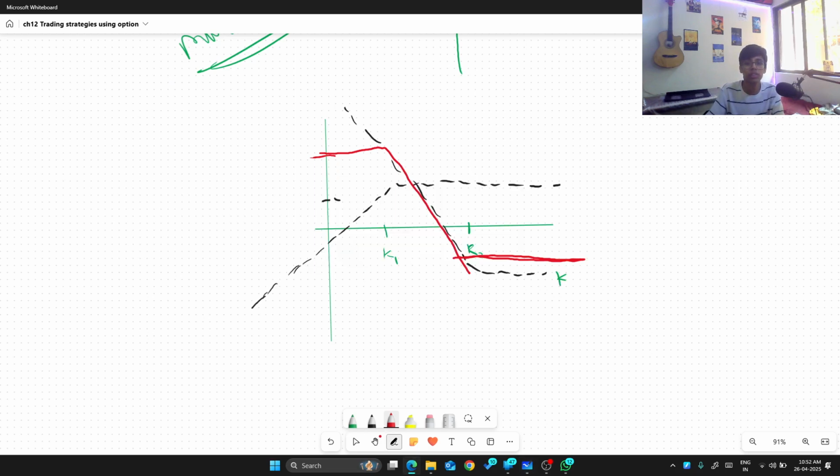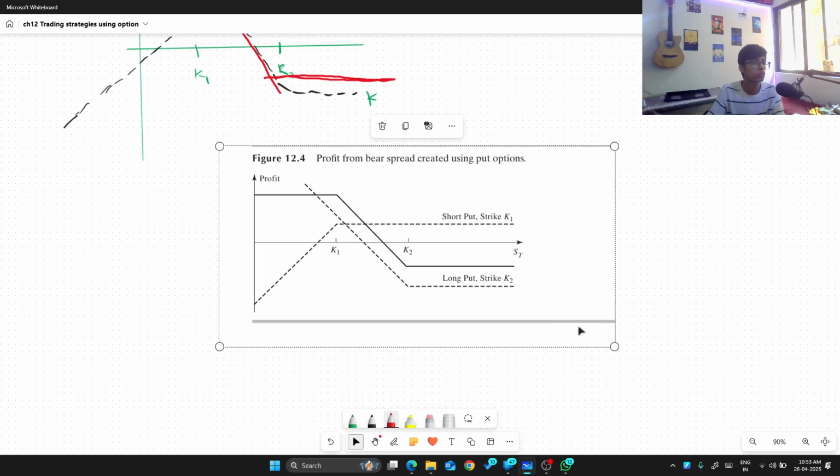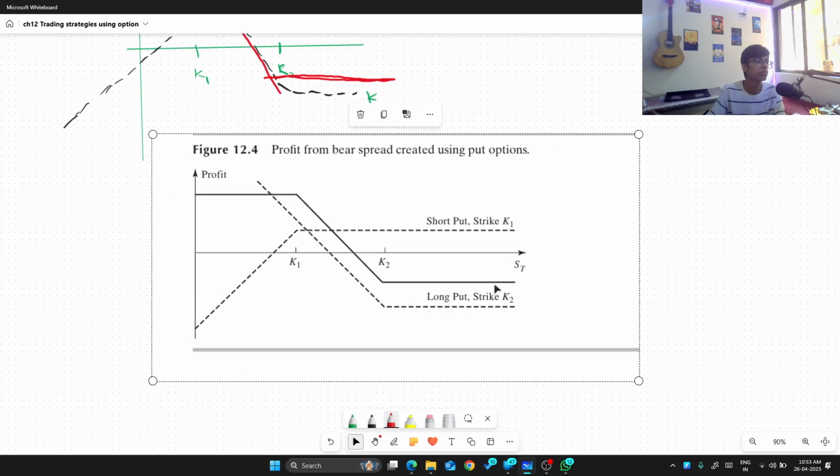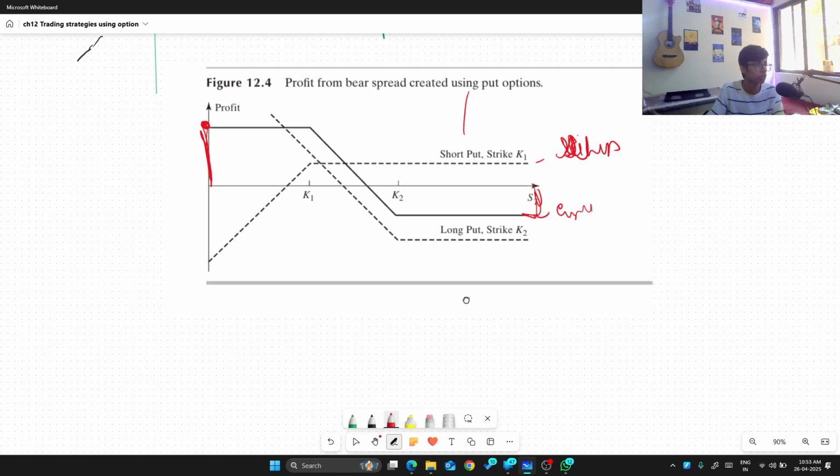Let me show you the diagram. This is a diagram where k2 is the expensive one, the long one, and k1 is the cheap one. So we protected ourselves from the market going up till the loss here, and we capped our profit from the market going down till here, right? So that's the basic concept.